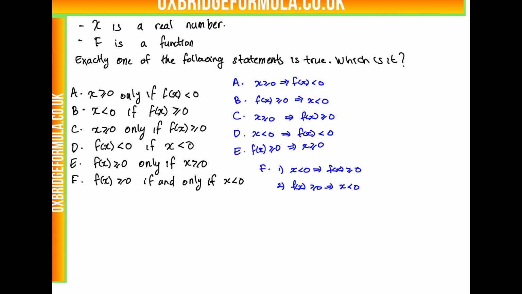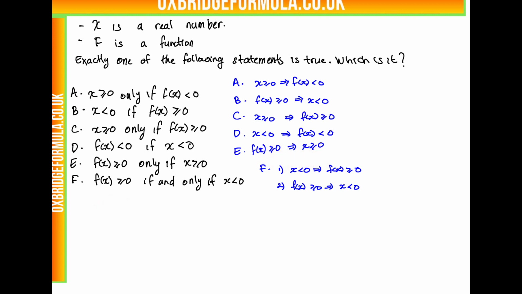Similarly, statement B means that if f of x is greater than or equal to 0, then we know that x is less than 0. And statement C is very similar to statement A. It's saying that x is greater than or equal to 0 implies that f of x is greater than or equal to 0. Statement D is similar to statement B. So this time we just have that x being less than 0 implies that f of x is less than 0. Statement E is similar to statement A and C. That one just says that f of x being greater than or equal to 0 implies that x is greater than or equal to 0.